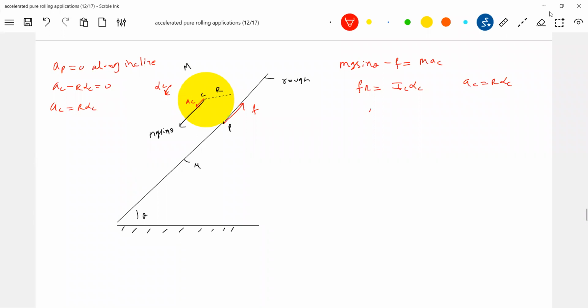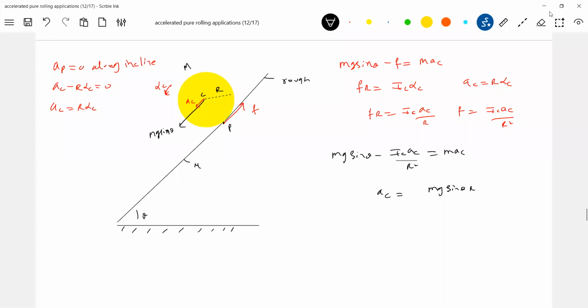Let's solve for friction and acceleration. So alpha C, what can you write it as? AC by R. So therefore, further, F is equal to IC AC by R square. That I'll substitute in the first equation. Mg sine theta minus IC AC by R square equals M AC. So the acceleration is equal to mg sine theta R square by IC plus MR square. I think this we already know. If you apply force at the center of mass, what is the expression for acceleration?